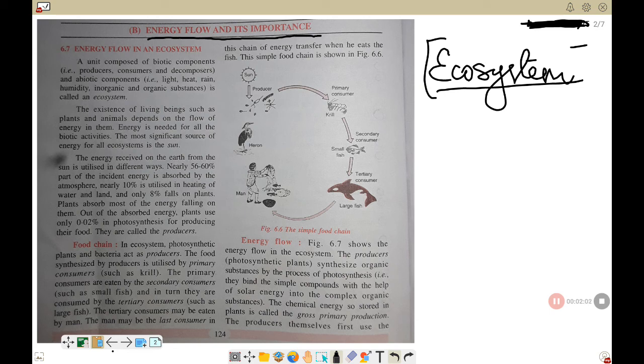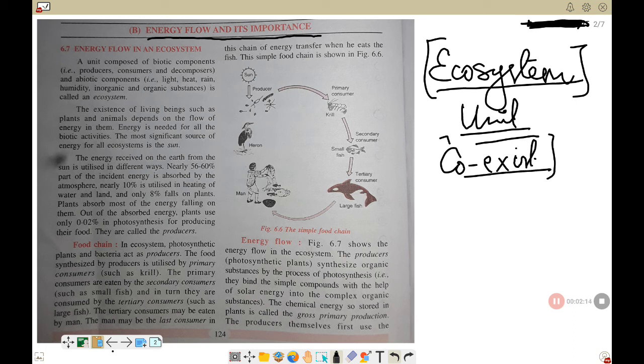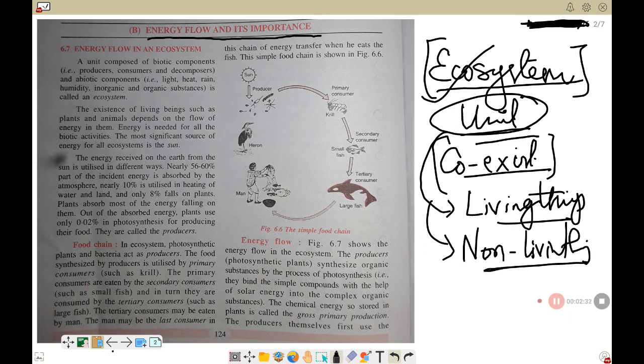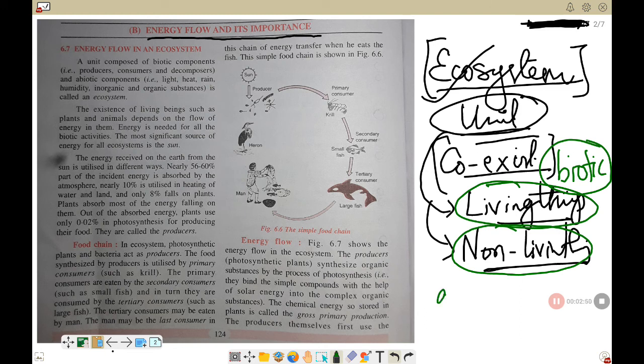Ecosystem means it's a place, it's a unit, where living and non-living things coexist. They exist together and they survive. So what is ecosystem? It is a unit which is composed of living things and non-living things. What do we call living things? Living things are called biotic, and non-living things we call abiotic.